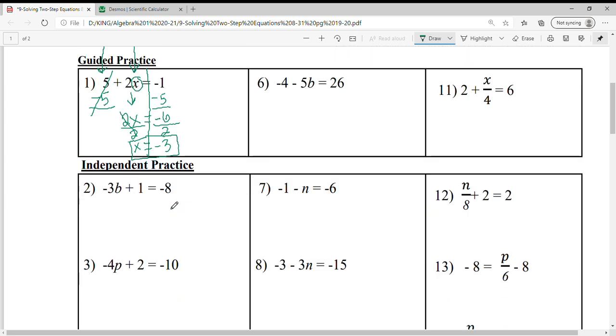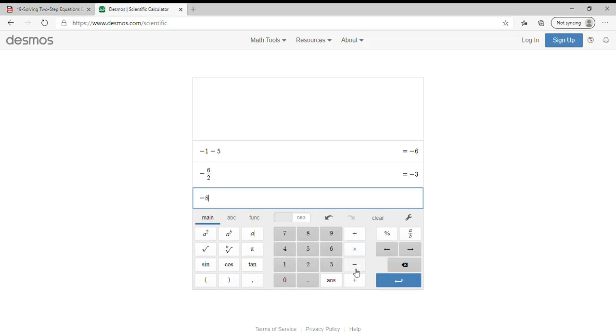Okay, I'm going to do one more problem with you, so I'm going to do number 2 right underneath it. First step stays the same: draw that line, circle my variable. So now this negative 3 is attached to the b, so I want to leave that alone, and I want to get rid of this plus 1 first. So the opposite of plus 1, right underneath it, I'm going to write minus 1. Come over here to the other side, minus 1. So negative 8 minus 1 gives me negative 9.